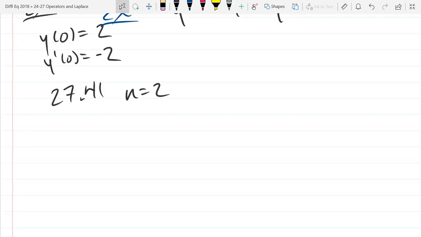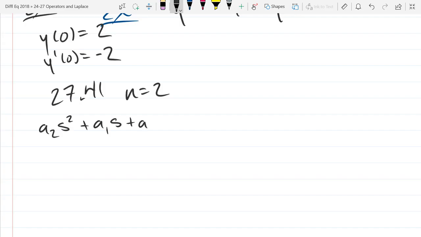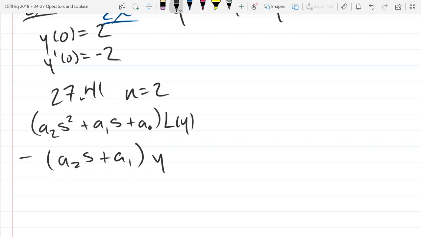So we always get the top line, which is a2 s squared plus a1 s plus a0, times L of y, minus, and we get the last two of these. So this will be a2 s plus a1, y to the n minus 2, which is those. That should be y, the 0 derivative, of 0.